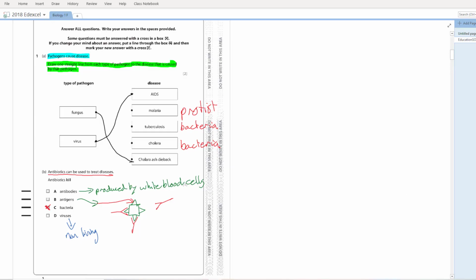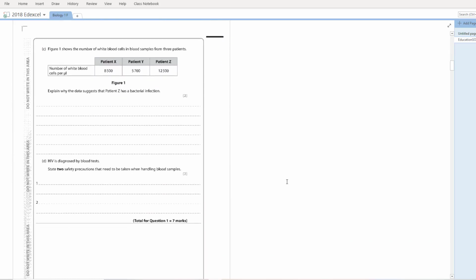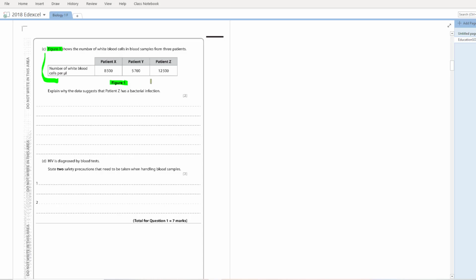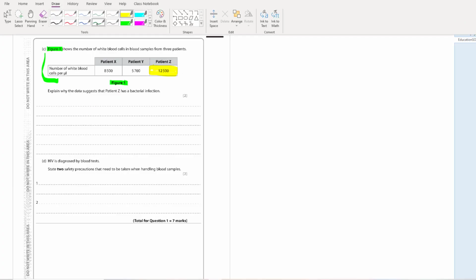Now scrolling down to the next part of the question. The next part of the question is interpreting this table. It says figure 1, so all this is figure 1. It shows the number of white blood cells in blood samples from 3 patients. The key thing that comes out for me straight away is that patient Z has got a massive number of white blood cells compared to the other patients. That's what sticks out straight away for me.